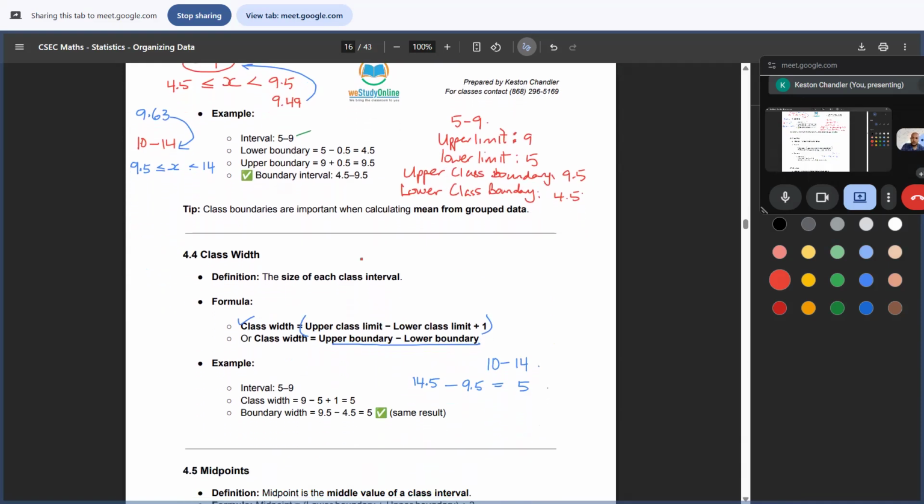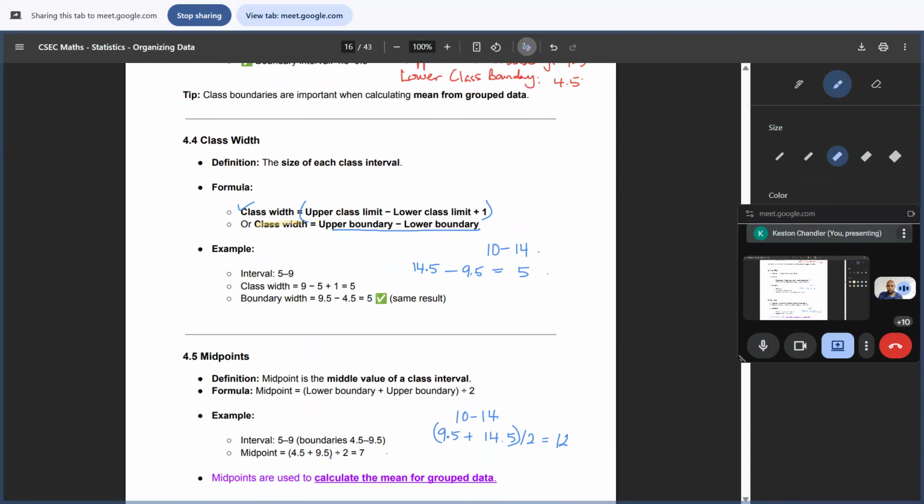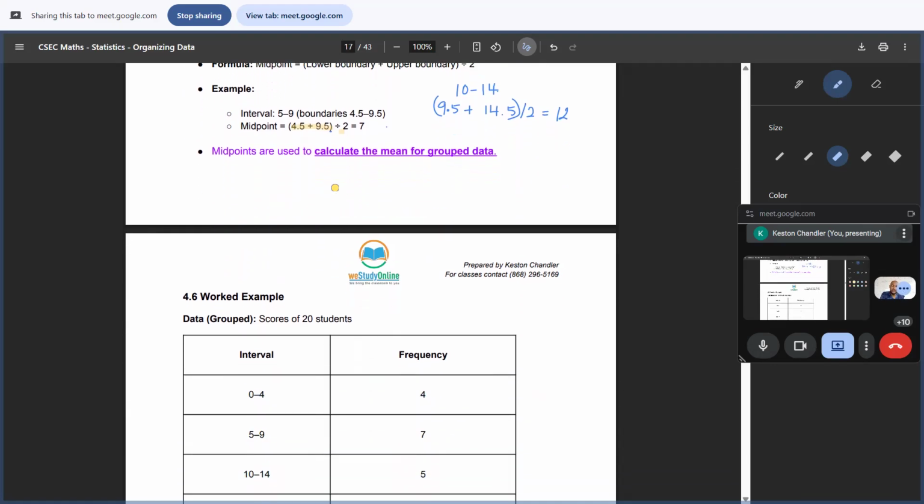Right. So for width, now that you have mastered boundaries, the formula that we will prefer to use would be to take your upper boundary and subtract your lower boundary from it. The class width will be the same across all of the class intervals. Midpoint is like the average of your boundaries. If we take our lower boundary and our upper boundary, find the sum and divide that by 2, that will give us the midpoint of each particular interval.